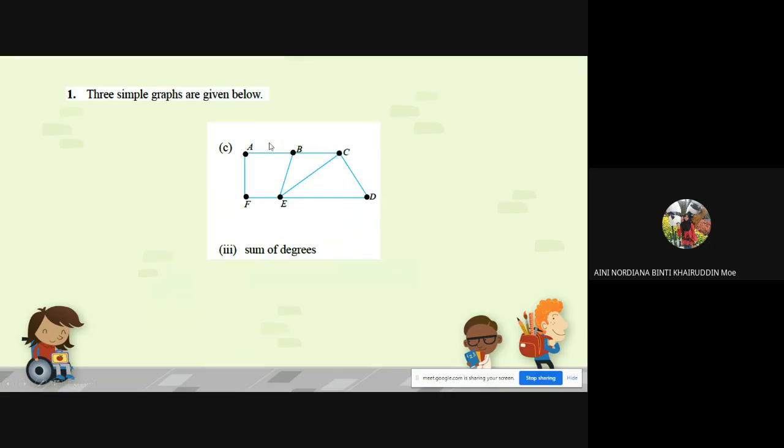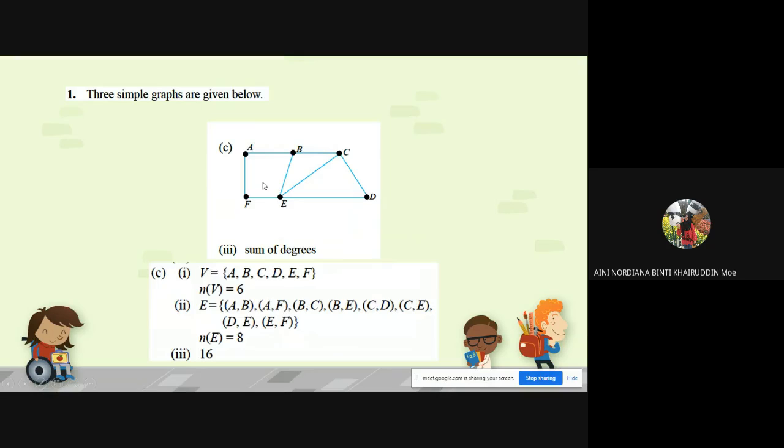Okay, next for C. Vertex A, B, C, D, E, F. Number of vertex 6. E: AB, AF, BC, BE, CD, CE, DE, and EF. Number of E equals 8. Sum of degrees, 8 times 2 equals 16.